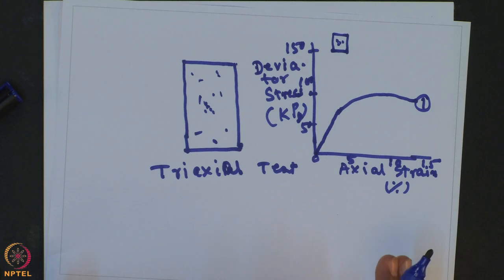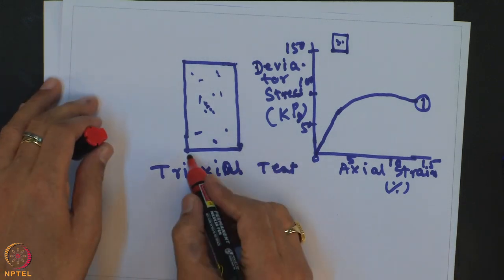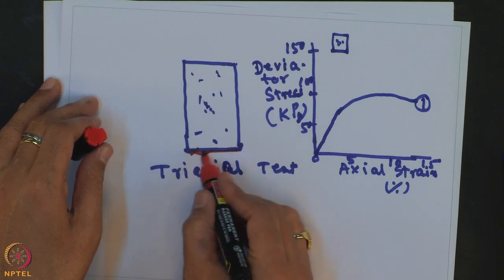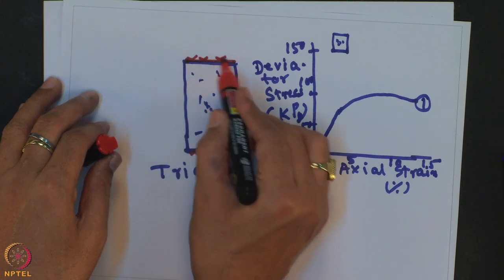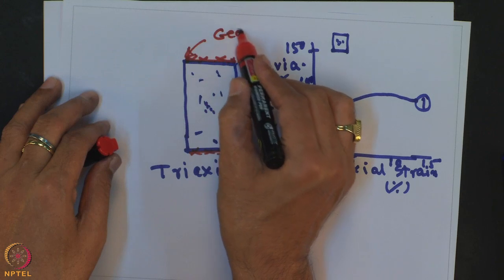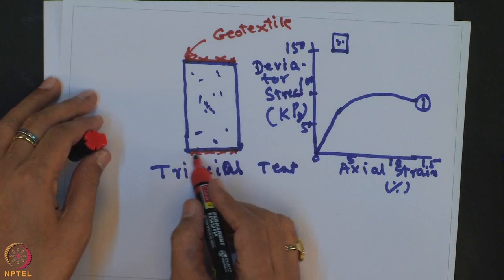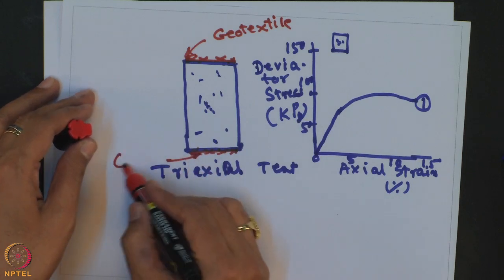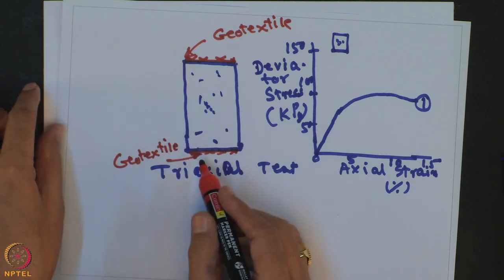Now, if you place a layer of geosynthetic material at the top and bottom of the sample, let us say in a triaxial sample you are placing one layer of the geotextile material at the top and the bottom. So, this is geotextile material at the top of the sample and this is geotextile material at the bottom of the sample.